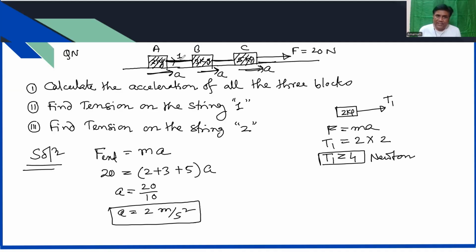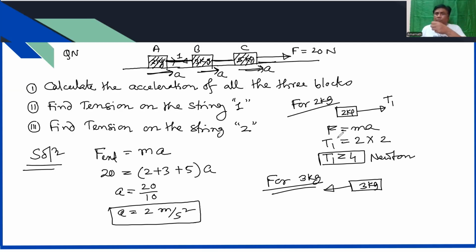But the same thread will pull the 3 kg leftward only. Remember, the same thread pulls object B leftward only. So if you draw the free body diagram of 3 kg, that is actually for 2 kg. But now if you draw the free body diagram of 3 kg, meaning B, this is B, this is 3 kg. Here the tension will be leftward because tension always pulls. Tension will pull the 3 kg leftward. But this thread will pull it rightward.